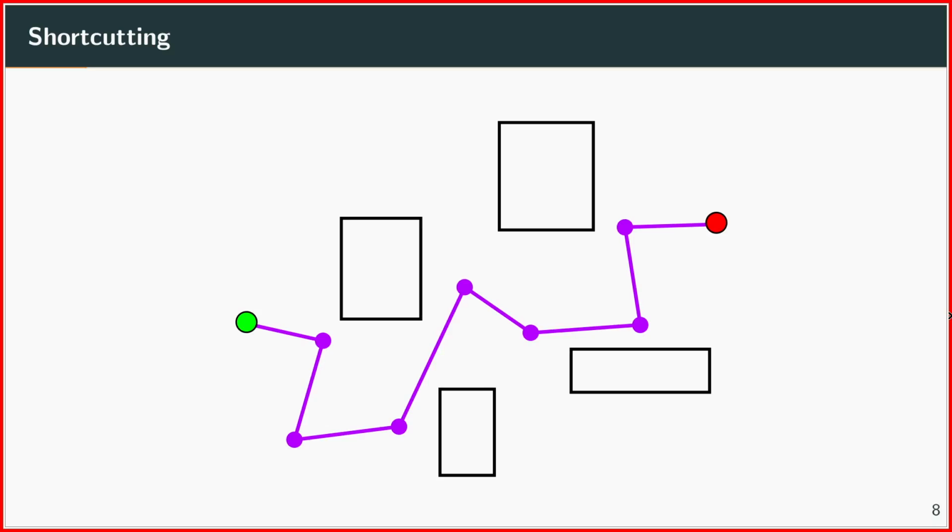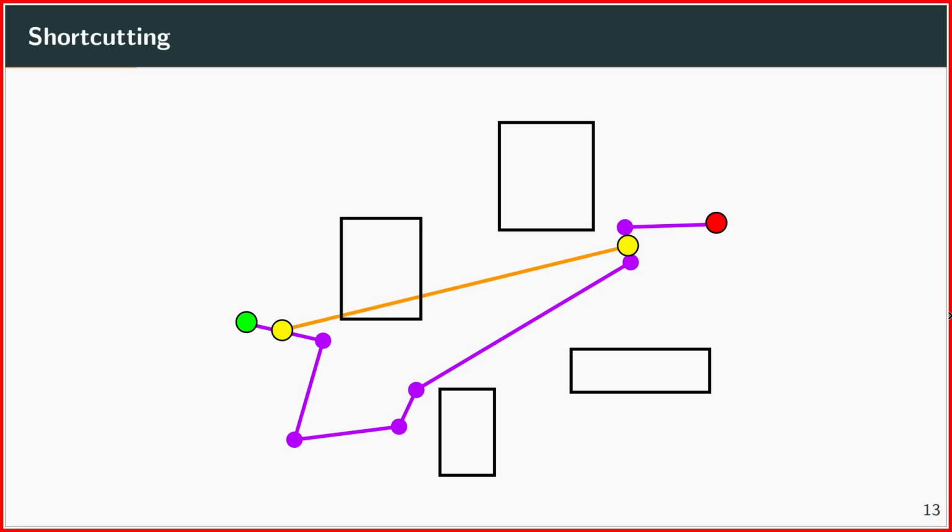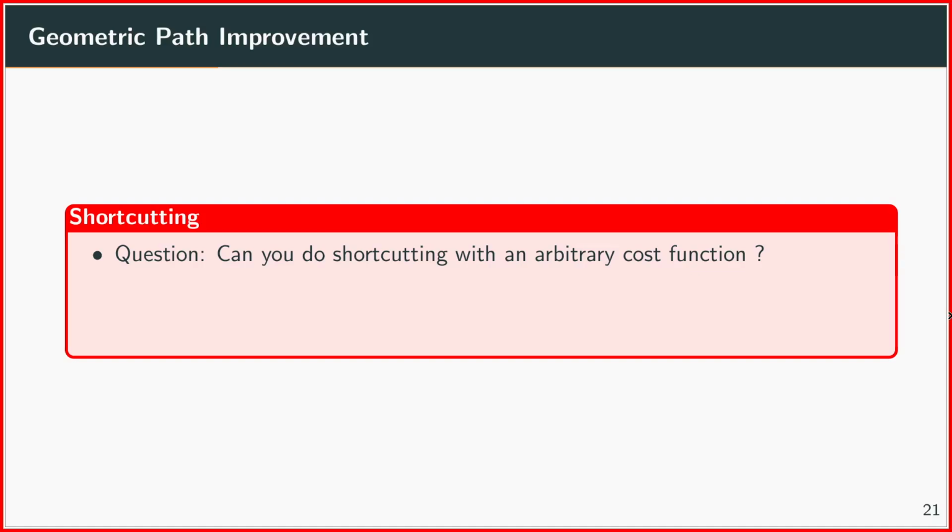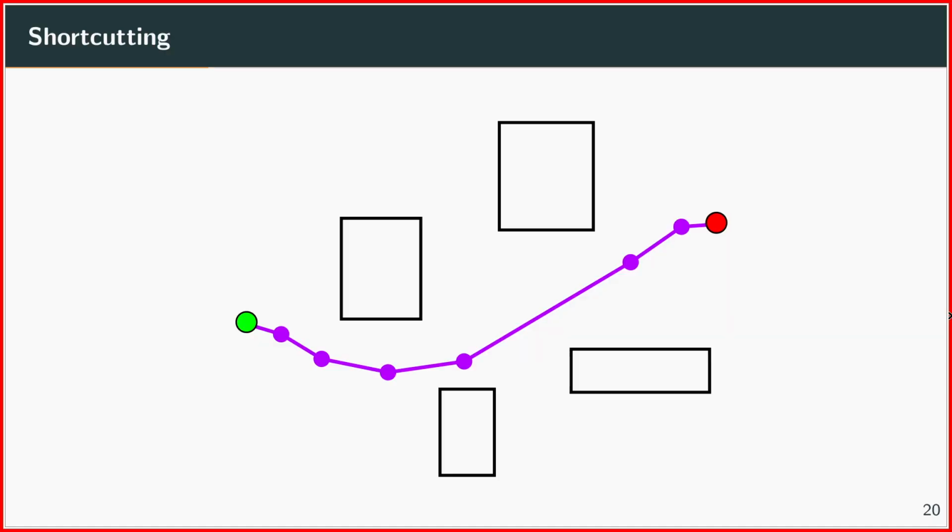Here again, some visualization, just to show you again how this works. You have your path here, you take 2 points, you try to connect them, and if it's possible, you update your path, and you continue this. You take 2 new points, you try to connect them, you see this is infeasible because there's an obstacle here, and you continue this until your path gets smoother and smoother over time. So this is the whole idea.